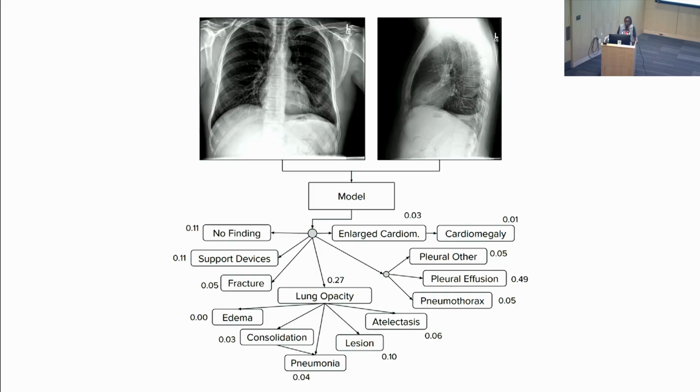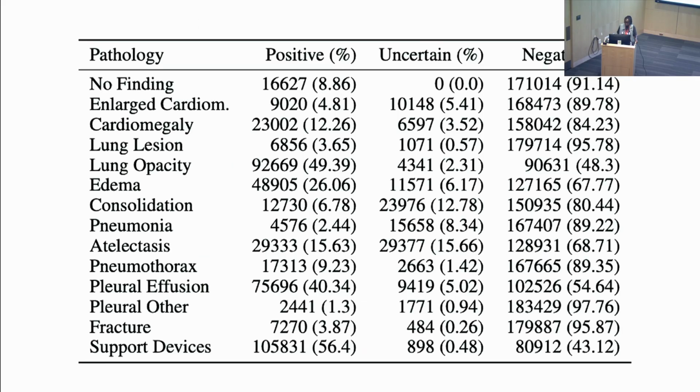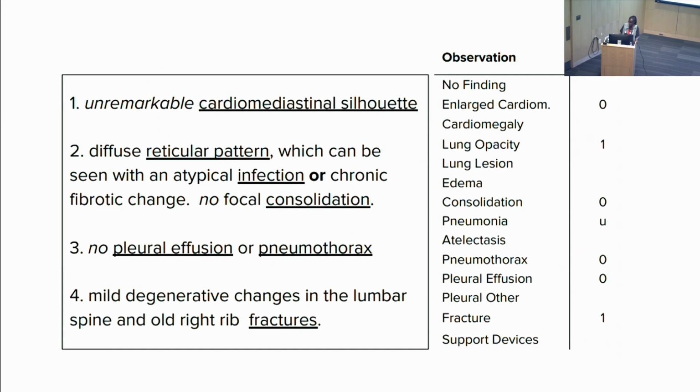So right now, the only way you can do it is to have radiologists look at the images to do something like that. So here's an example of the TechSpot labeler. This is a report. These are just findings that are pulled out, and remarkable cardiomediastinal silhouette. So you can see that for enlarged cardiomegaly, the labeler puts 0.